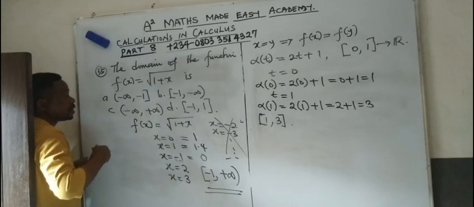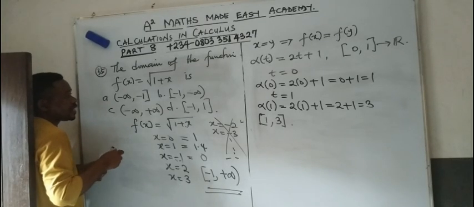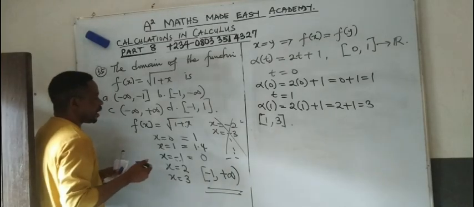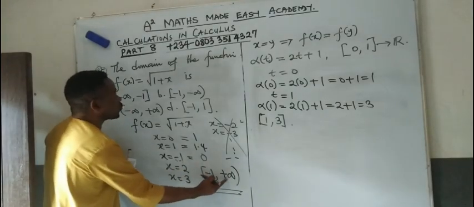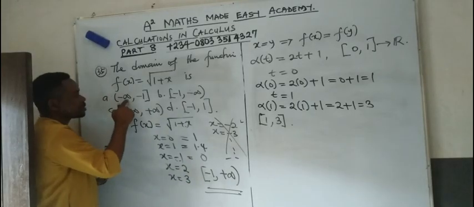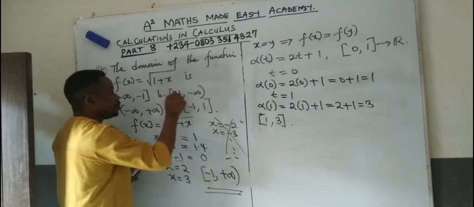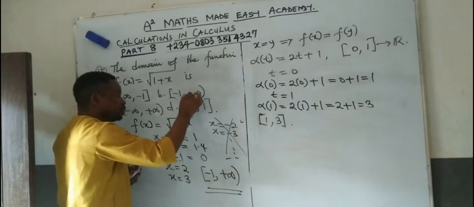Are you with me? Do you have anything like that? This is minus 1 comma plus infinity. Sorry, this should be plus, because it's in this direction now. It should be plus, please.